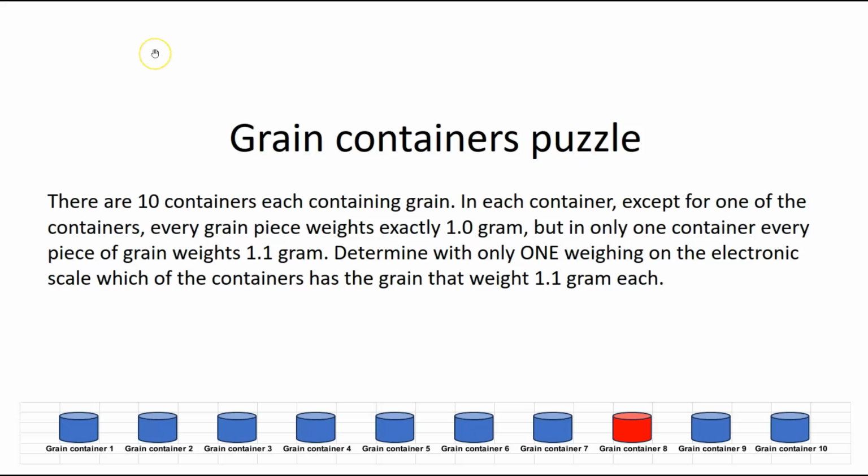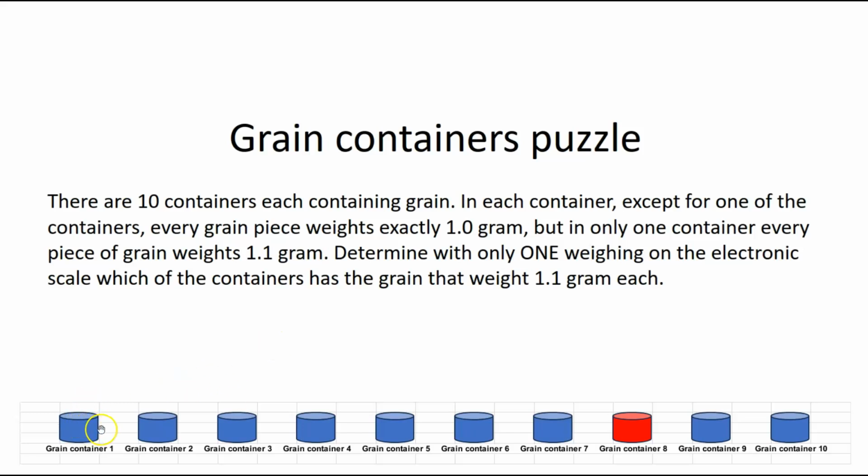So the problem states there are 10 containers, each containing grain. In each container, except for one of the containers, every grain piece weighs exactly 1 gram. But in only one container, every piece of grain weighs 1.1 gram. Determine with only one weighing on the electronic scale which of the containers has the grain that weighs 1.1 gram each.